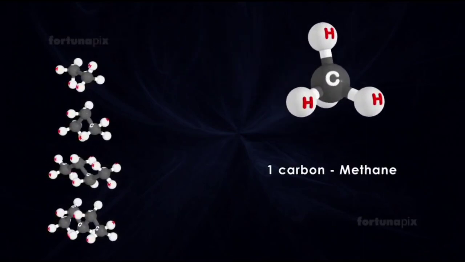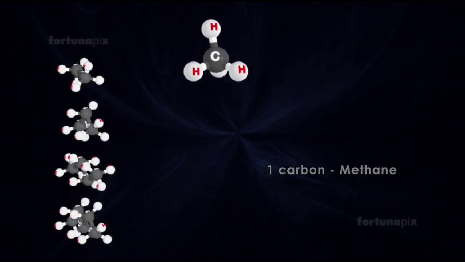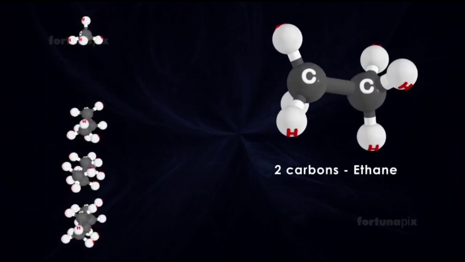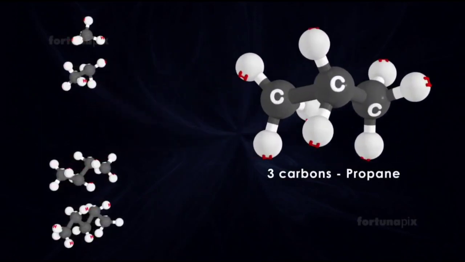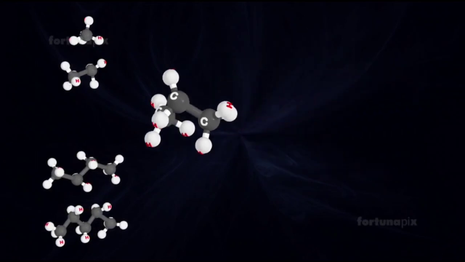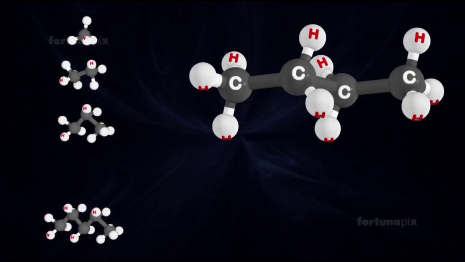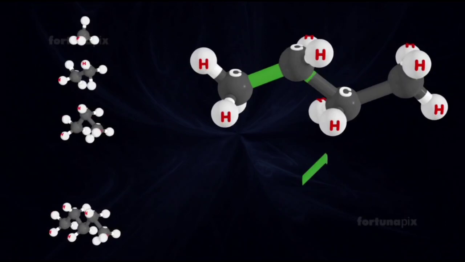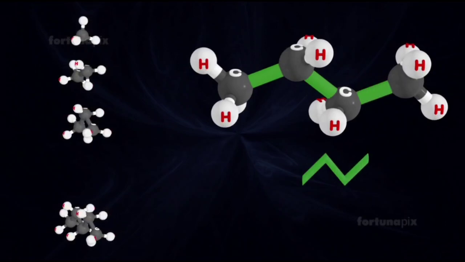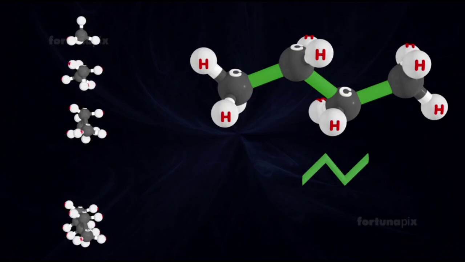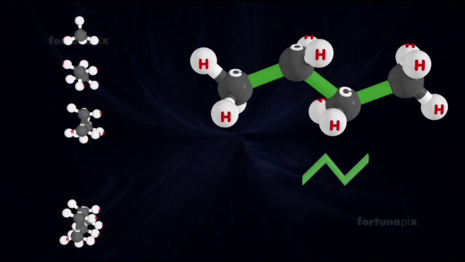The simplest alkane has only one carbon. It is named methane. The next alkane with 2 carbons is named ethane. The alkane with 3 carbons is named propane. The alkane with 4 carbon atoms in a chain is named butane. Sometimes alkanes are drawn with lines that represent the bonds between carbon atoms. This format emphasizes the carbon chain of the molecule.